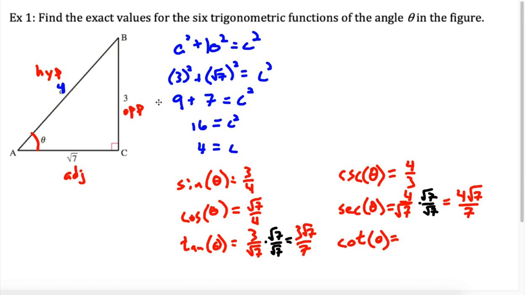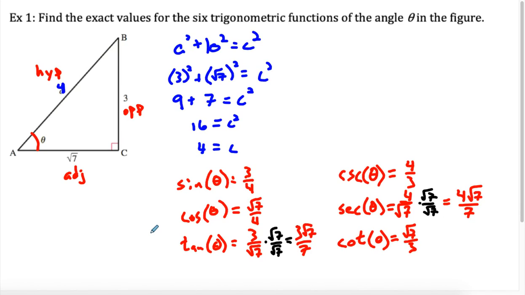Then cotangent is the reciprocal of tangent. Now, I actually have 2 versions here. We can be a little smart with which one we choose to take the reciprocal of. I'm going to take the reciprocal of this first version because that will lead to not having a square root in the denominator. I won't have to simplify anything then. Okay, so these are my 6 trig ratios for this specific right triangle.